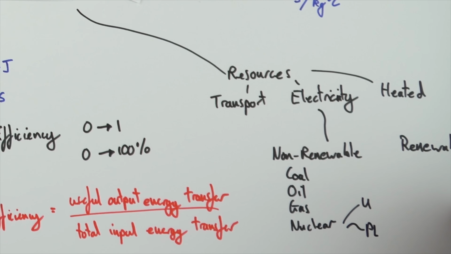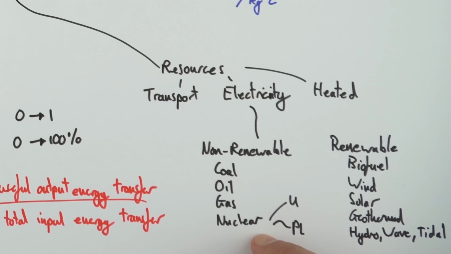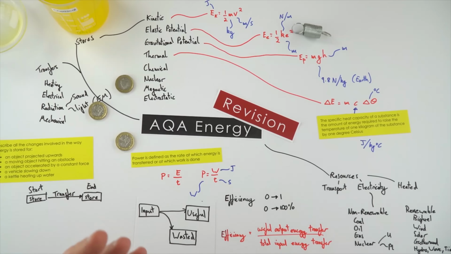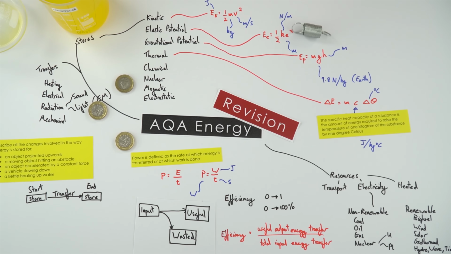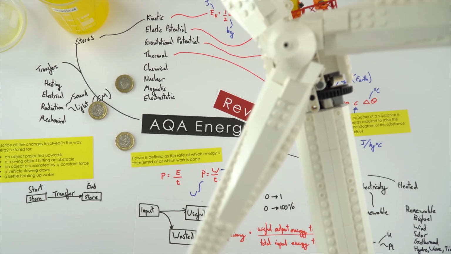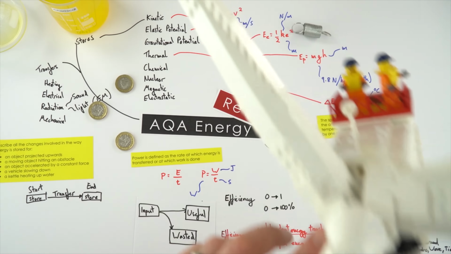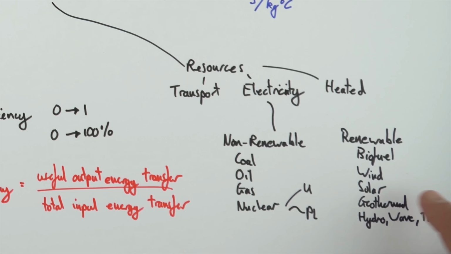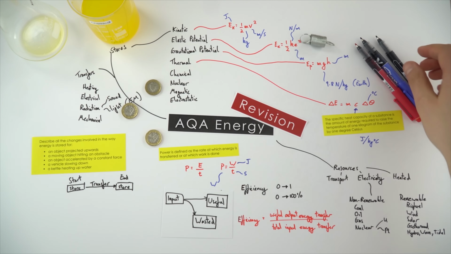When it comes to renewable energy resources, we have biofuel, which can be burnt, and the reason that we burn all of these or use this to generate heat is to boil water. Water turns a turbine, which then turns a generator, which generates electricity. One way we can get away with not burning things is to use wind turbines, where it's the power of the wind directly which is causing the generator in the top of this to turn. We can use solar cells, which turn sunlight into electricity. We also have geothermal, hydro, wave and tidal, where these are just different ways of having moving water hitting a turbine blade to cause a generator to turn. So that is energy for AQA.